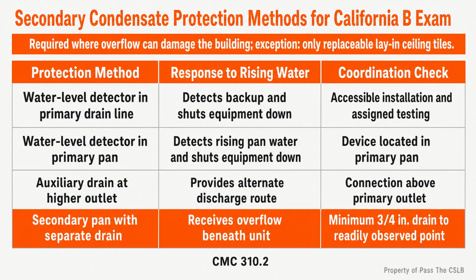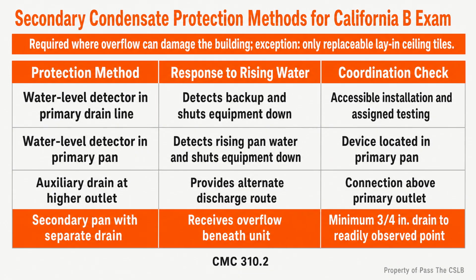I put those methods side by side because the method can change while the supervision question stays the same. What detects or receives the overflow? What action follows? And where will the warning become visible? A shutoff device responds by stopping equipment operation. A secondary pan receives water that escapes the normal path. An auxiliary outlet only helps if its route remains separate and functional.